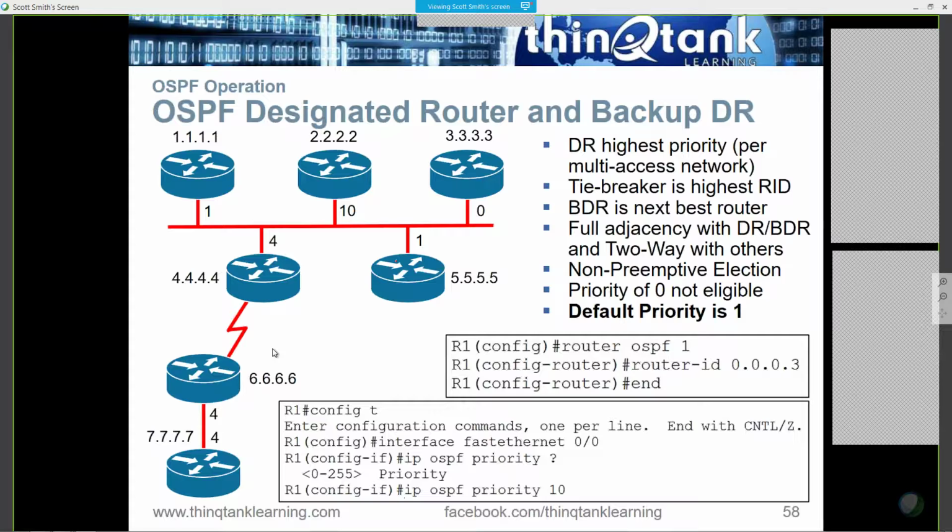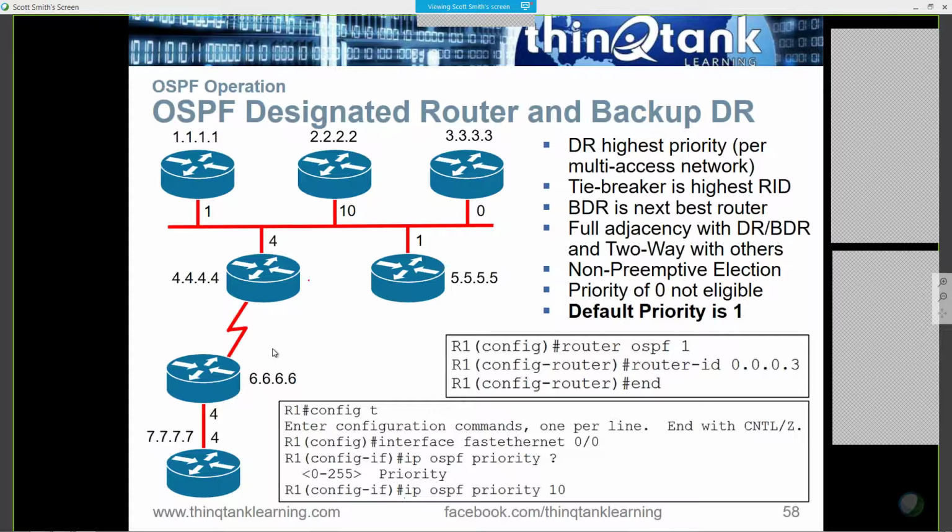Okay, simple enough. Who's the BDR? The BDR is the next router in line, right? Router 4. It has the second highest priority. And if the DR fails, this guy takes over. So far, so good. You guys follow what I'm saying? Yes? No? All right.